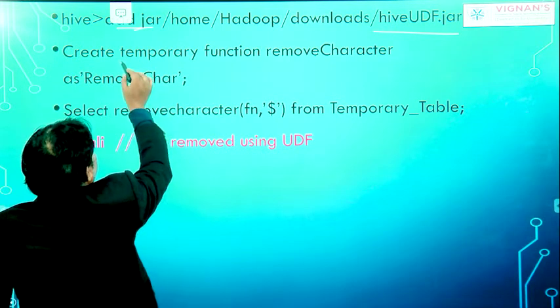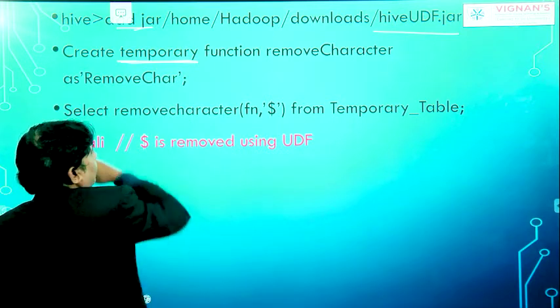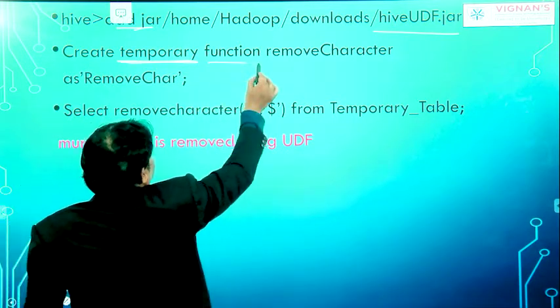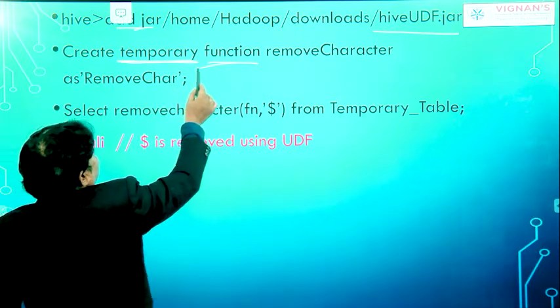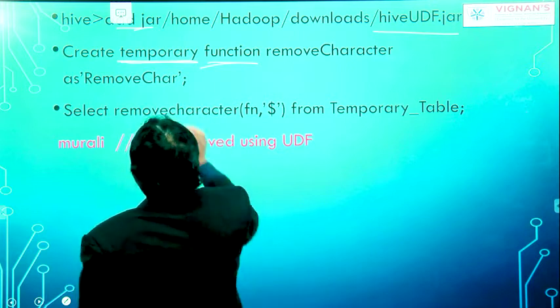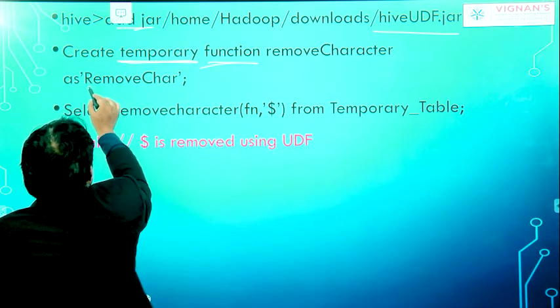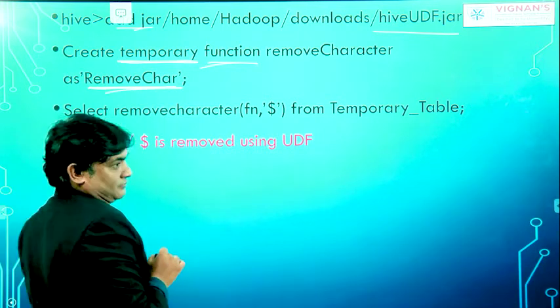You can call it a temporary function, or if you don't want to make it temporary, you just remove this temporary keyword. Temporary means you can delete it at any time. So I am creating a temporary function, remove character, as remove char, because here remove char is a method which is defined in your jar file.